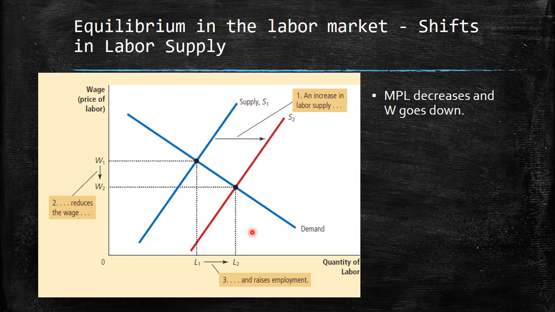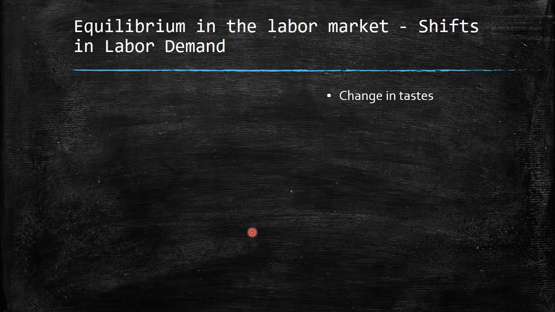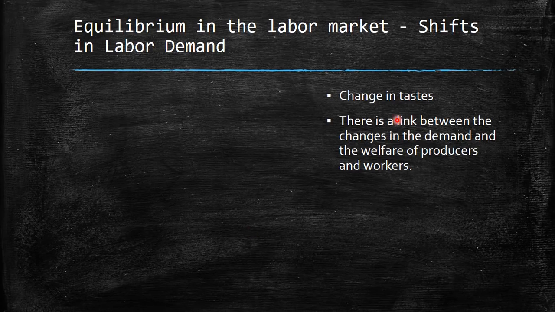So then the marginal product of labor decreases and W goes down. Then here's what we talked about before, change in taste. So there is a link between the changes in demand and the welfare of producers and workers, naturally, because the industries that have higher prices, for example oil prices, when they experience higher prices, the workers inside that industry will earn more money.